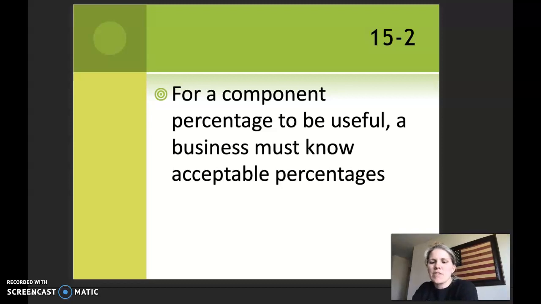Okay, welcome to our 15-2 notes. So in 15-1, we completed our income statement and did component percentages. So now we're going to actually put those component percentages to use. But for them to actually be useful for our business, they have to know what's considered acceptable for their business. So for each type of business, it's going to be a little bit different what would be considered acceptable. And there's lots of different places as a business owner that you can look up to see what's acceptable, or the longer you've been in business, you can just compare yourself from year to year.